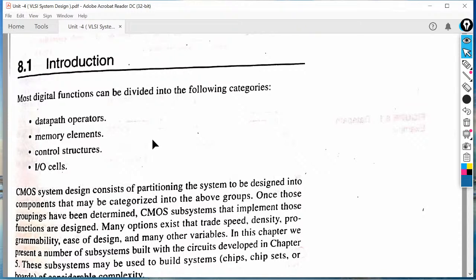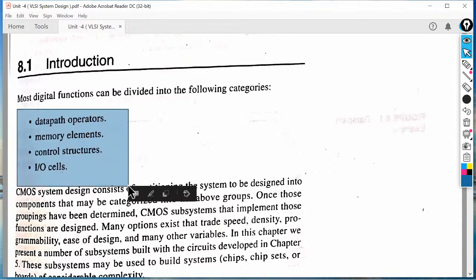The third is control structure. Control structure means ALU, arithmetic and logical units. These arithmetic and logical units are under the category of control elements. And the fourth one is input output cells.